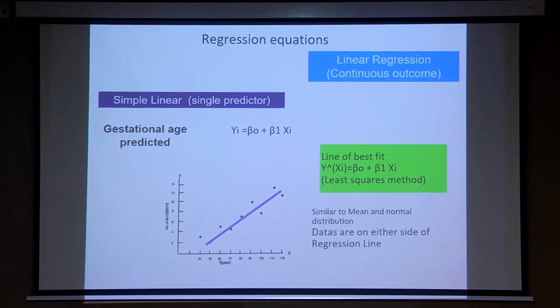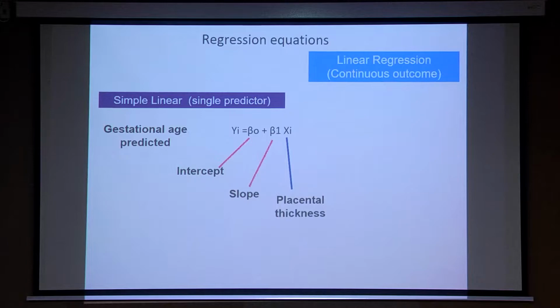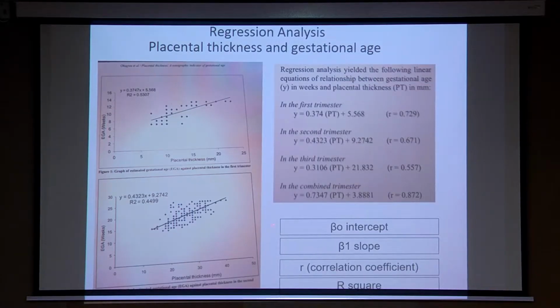This is similar to the mean and normal distribution. Data are on either side of the regression line. So I have told you this is the intercept, this is the slope, and this is the measured placental thickness. This is the study as Karthikeyan sir suggested and presented. We have a beta, the slope, and this is the intercept.